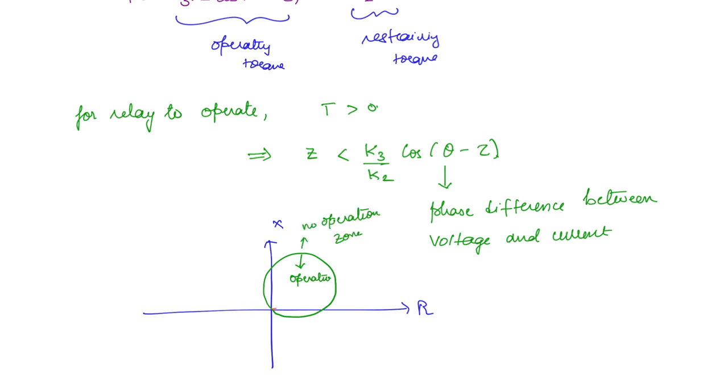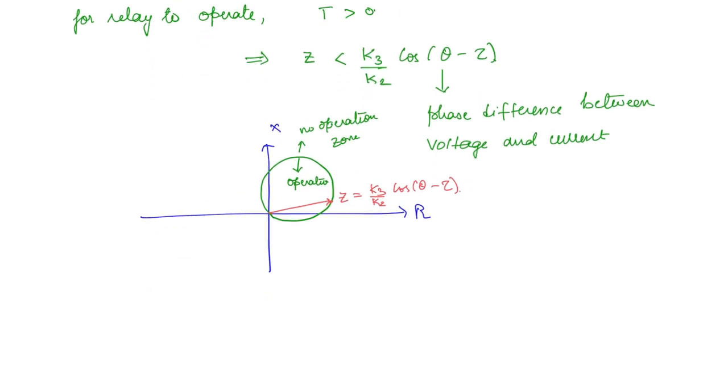Impedance is calculated from the origin. So any point on the circle has the value Z equal to K3 by K2 cos(theta minus tau). If the impedance falls inside the circle, then the relay will operate. If it falls outside the circle, then it will not operate.